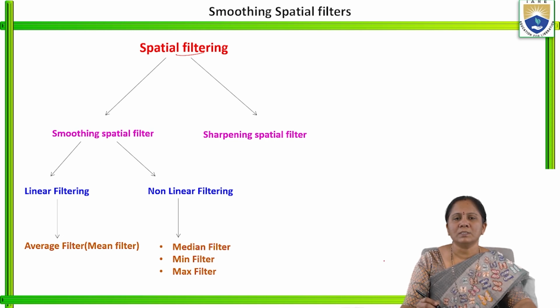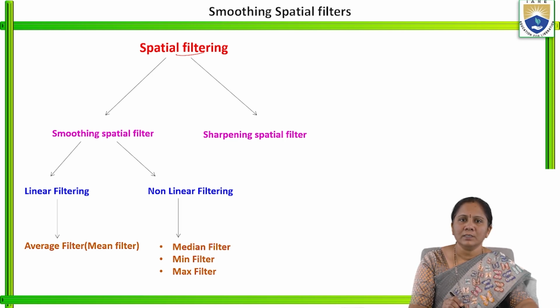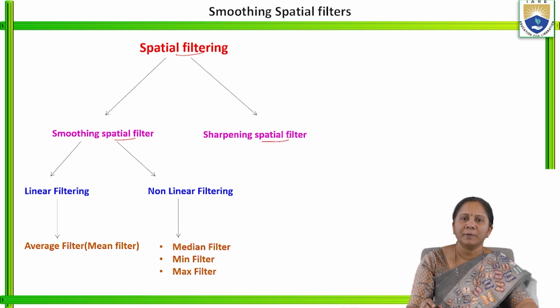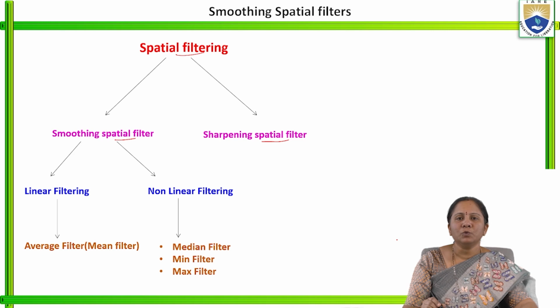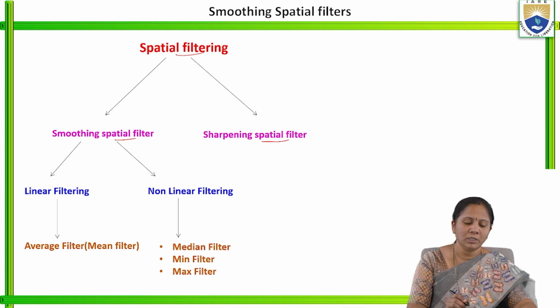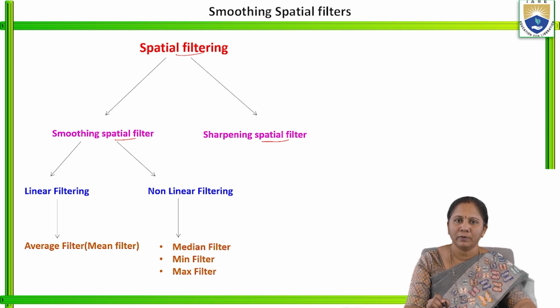Now, coming to spatial filtering. First we should know what is meant by spatial filtering. In the spatial domain, the operation is performed directly on the pixels. Spatial filtering is of two types: smoothing spatial filter and sharpening spatial filter. A smoothing spatial filter is used to reduce the noise in an image and to blur the image. Whatever operation the basic low pass filter performs, a similar operation can be performed by the smoothing spatial filter.